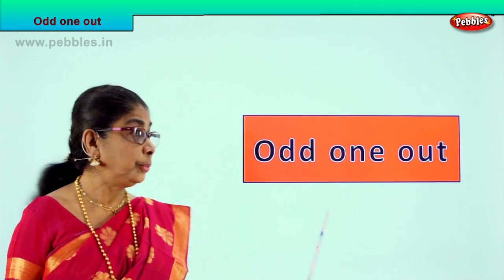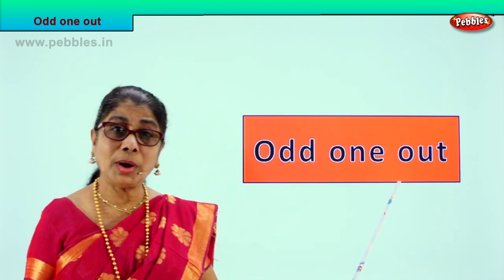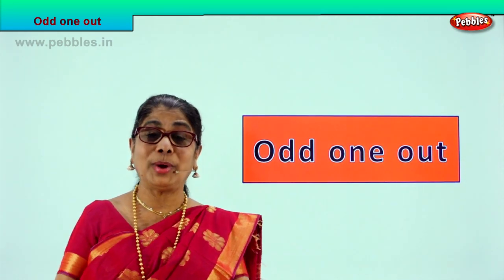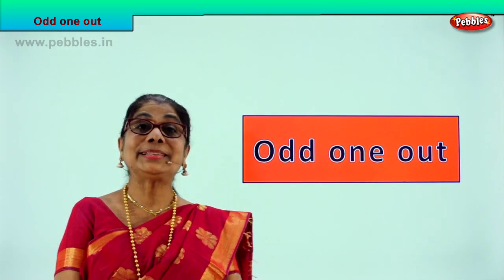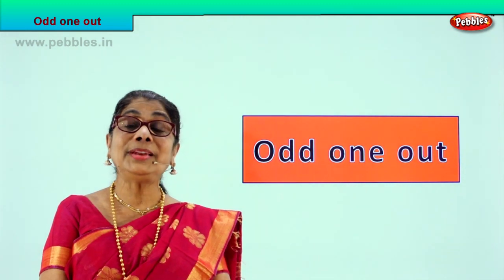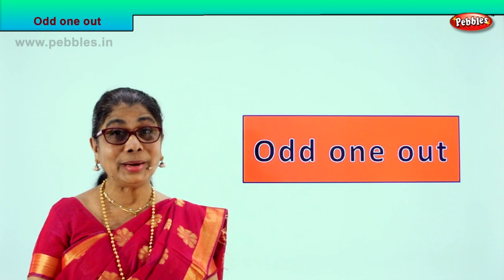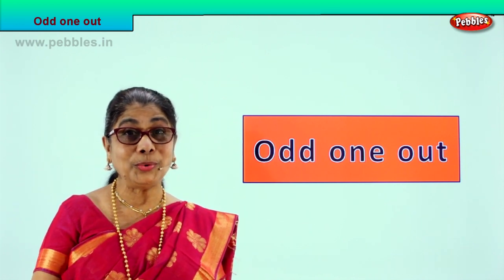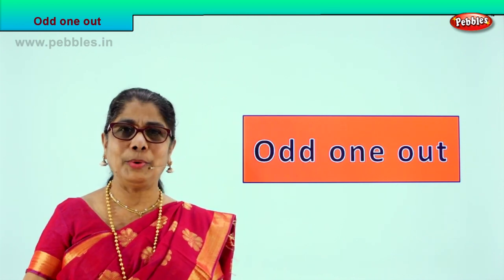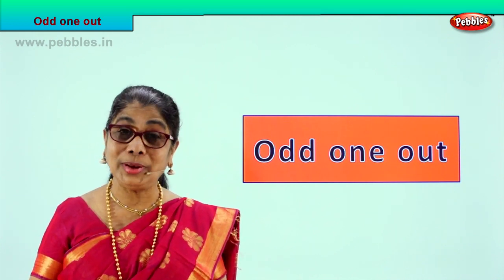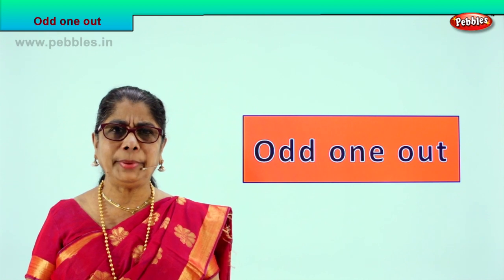Shall I read for you? Odd one out. What is the meaning of that? Supposing 3 children are standing around, 2 are girls and 1 is a little boy. Which is the odd one? Yes, 1 little boy. What we are going to learn is, look at all the pictures.